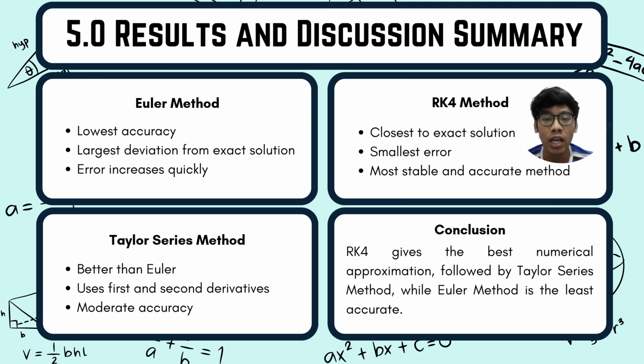Error analysis shows that RK4 has the smallest and most stable error, while Euler has the fastest error growth. Conclusion. RK4 is the most accurate and reliable numerical method, followed by the Taylor series method, while the Euler method is the least accurate due to its simpler approximation approach.